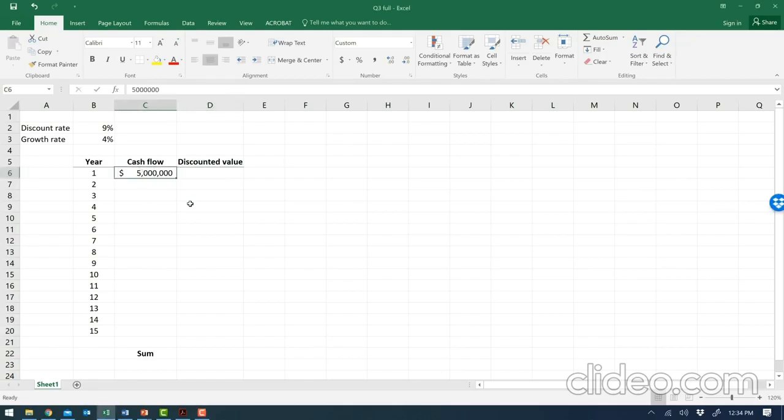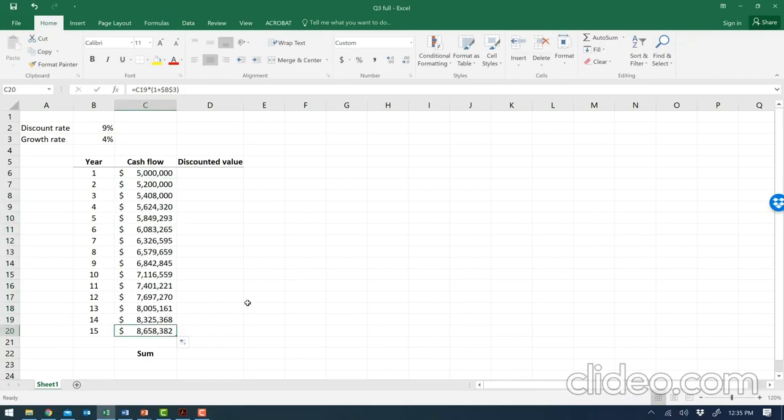As question states, in year 1, this device generates $5 million in profits. From that point onwards, these profits grow at a 4% rate. So in year 2, the profit generated by this device will be 5 million multiplied by 1 plus the growth rate of 4%. And this growth will continue all the way to year 15. So in year 15, this device generates $8,658,382 in profits.